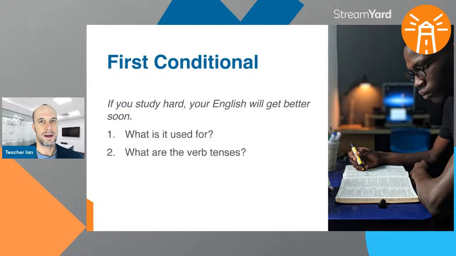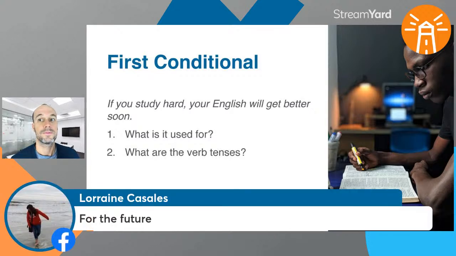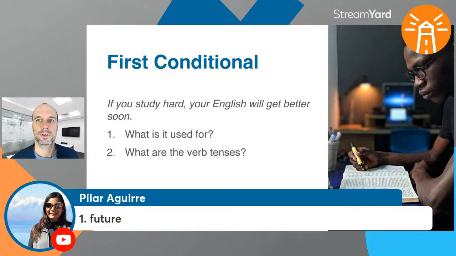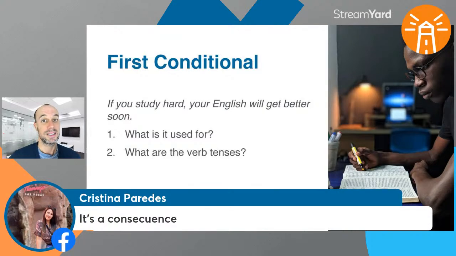If you study hard, your English will get better soon. For the future. Yeah, it's talking about the future. Is it going to happen? Like, is it possible that this thing is going to happen or not possible? Great job, Pilar. That's awesome. It's a consequence. Good. Just change the C to a Q. Consequence is spelled with a Q instead of a C. Exactly. So it's a consequence of doing something that is possible.